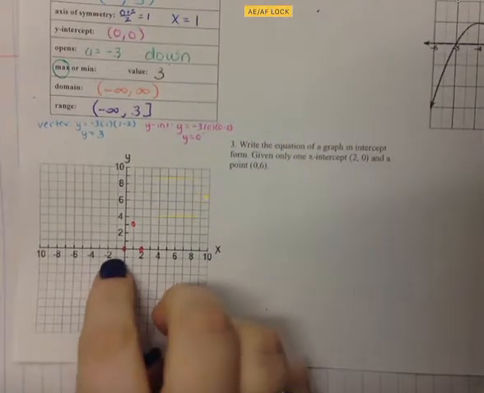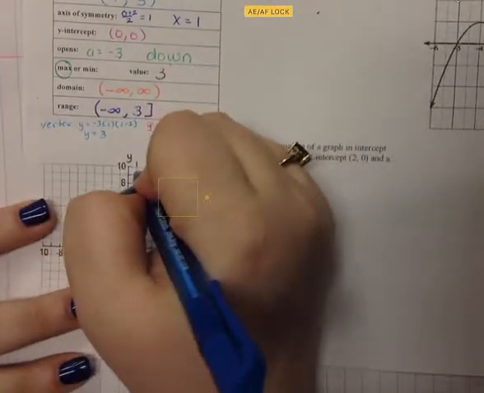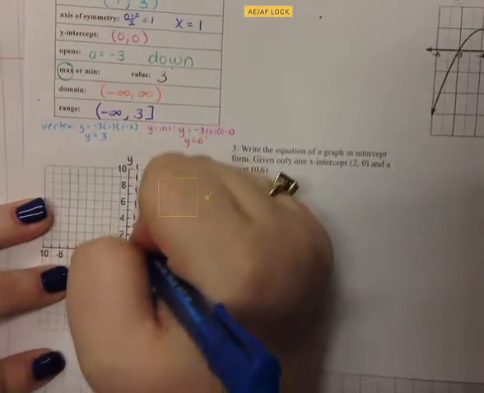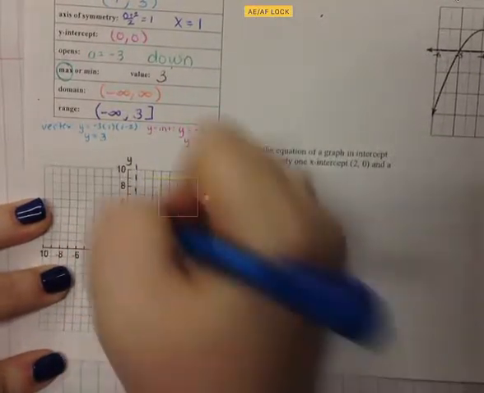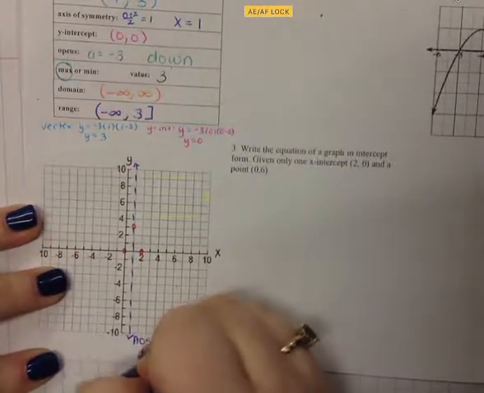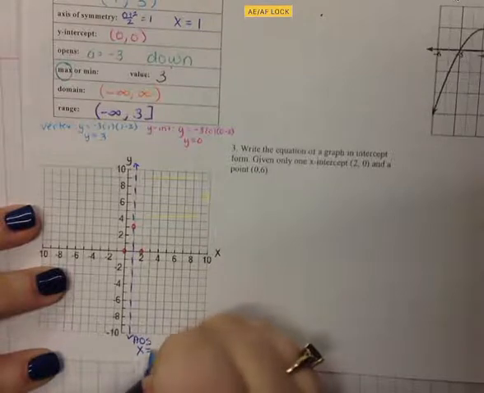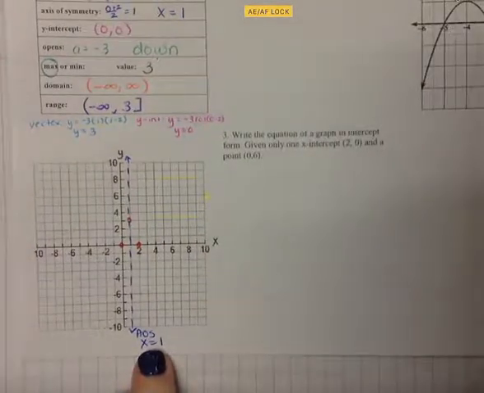Our y-intercept is already graphed as well. We need to graph our axis of symmetry. It's that vertical line through that vertex. I'm going to label it as AOS x equals 1. You must label it as AOS x equals 1.